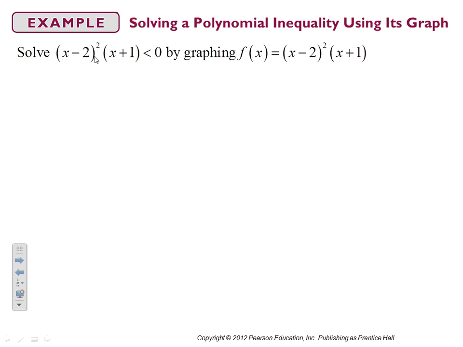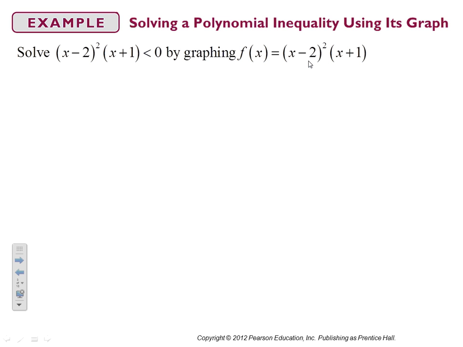So we have this polynomial on the left, and we want to find out where the polynomial is less than 0. You always want to compare to 0 on your inequalities, so you need everything on one side. We're going to look at the graph of the function itself, or just the left side of the inequality.